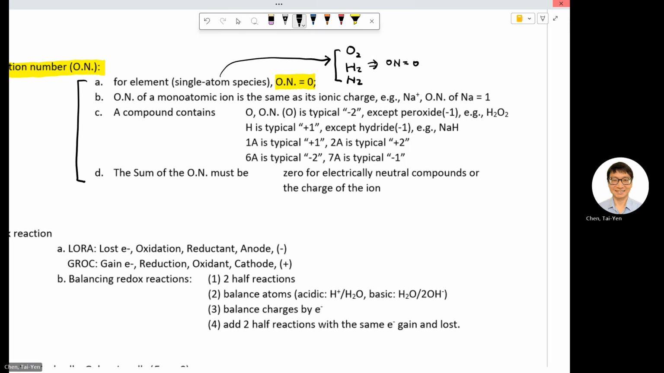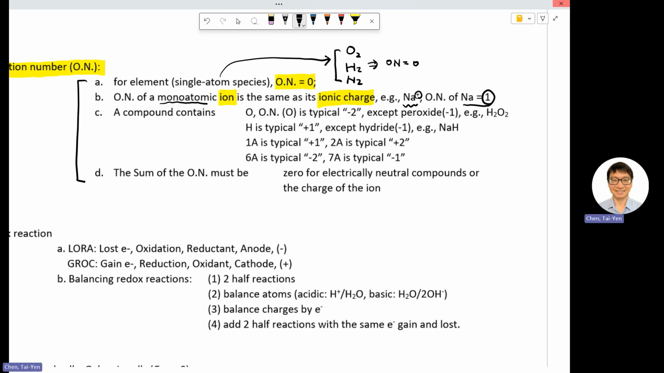Second, if you have a monoatomic ion, so here specifically for ionic species, then its oxidation number will be the same as its ionic charge. For example, if you have Na+, this is a monoatomic ion, right? Therefore, the oxidation number of sodium will simply equal +1.